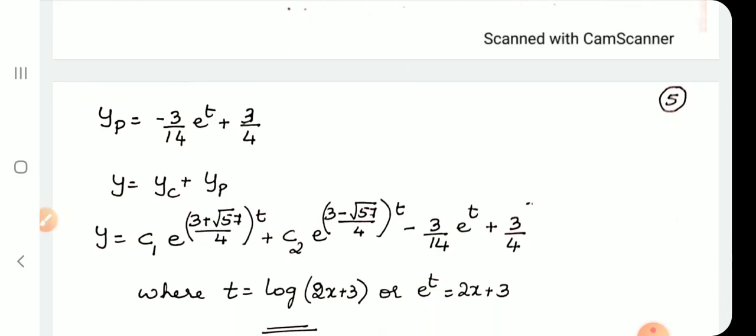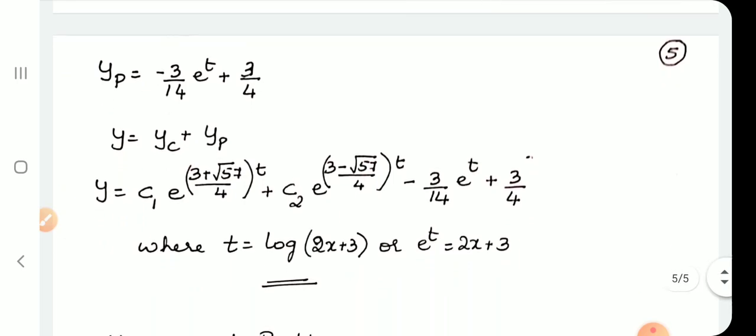We will put the values of yc and yp here. Finally, after writing the general solution, we have to replace t by log of (2x plus 3), or e power t is equal to 2x plus 3. This is how we can solve a few problems in Legendre's linear equation.